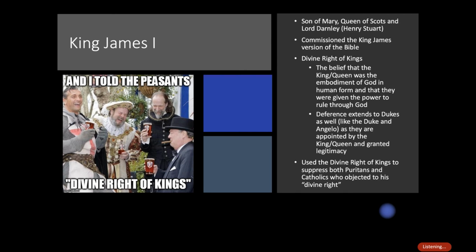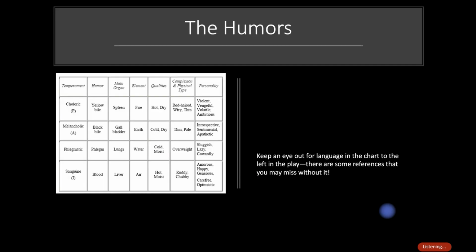And this deference that he expects extends to dukes, like the Duke and Angelo, who's his second in command, who takes control over Vienna for most of the play. They're appointed by the king or the queen, in this case, the fictional king, and they're granted legitimacy in that way. And also, he used the divine right of kings to suppress both Puritans and Catholics using that idea of divine right. Okay, so there was a lot of religious conflict at the time that I'll go into in just a little bit, but he was using that to control what was happening during his reign.